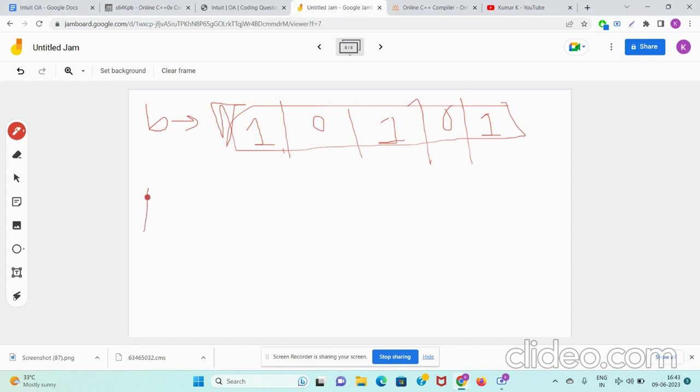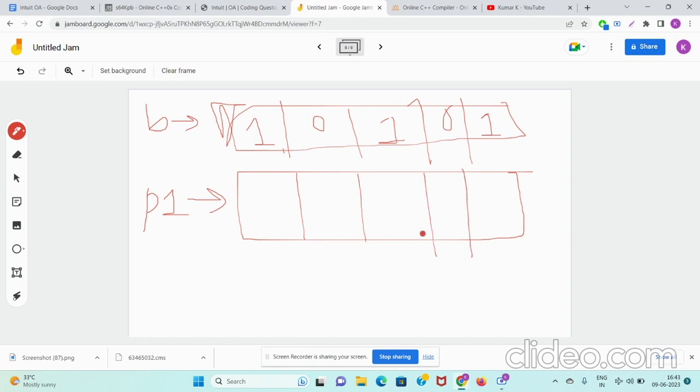So prefix 1 array, let's call it P1. It should count the number of ones in the array B. Okay, so how many ones are there? How many ones are there till index 1? There is only one 1. So there is 1 one.